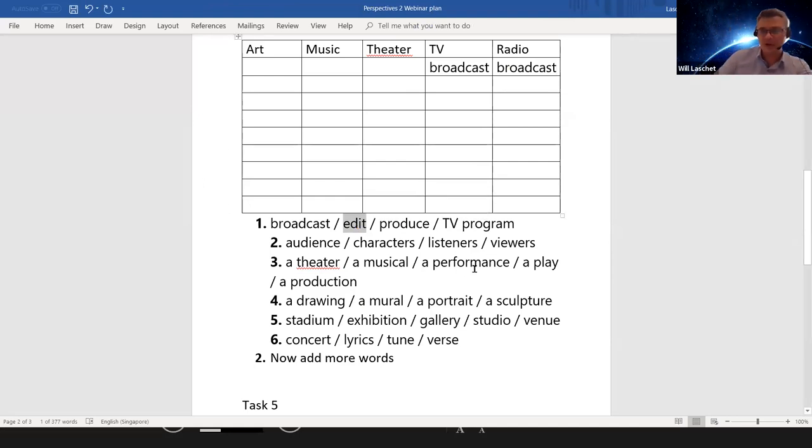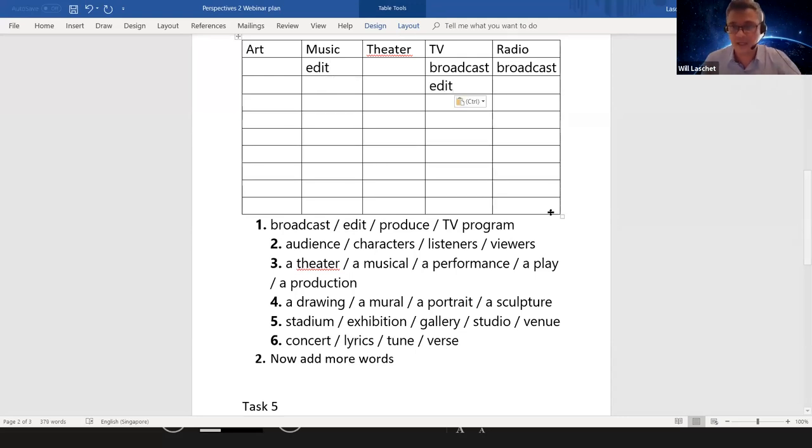How about edit? Okay, so where would you like me to put edit? Okay, Francis says TV, music. Okay, let's put it. When we're doing music, maybe we make something and then we edit it to get it to the place we want. You also edit TV, as someone mentioned earlier. So probably music and TV. I think if we're talking about art, we certainly edit when we're talking about books and writing. I'm not sure I would use the word edit to talk about a painting or something like that.